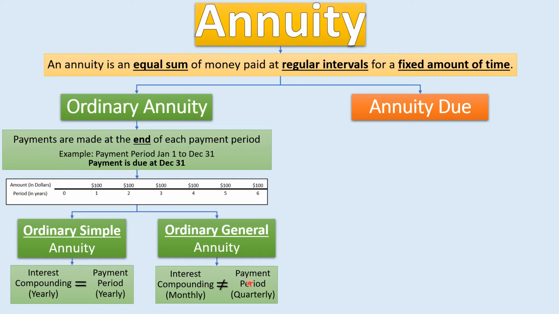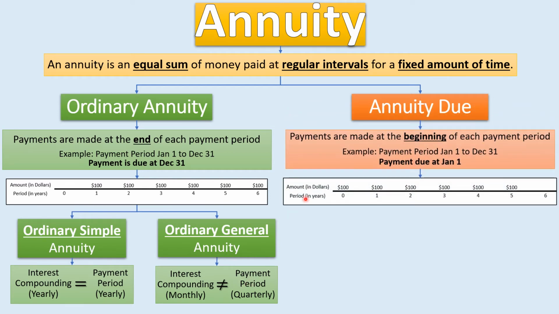Now, let's move on to what's an annuity due. An annuity due is payments that are made at the beginning of each payment period. So we have the same example where we're investing $100 for 6 years, and the only difference here is that though our payment period is from January 1st to December 31st of every year, we're making the investment right now. Let's say you sign up today to invest that $100 on January 1st or whatever the date might be, you're making that investment right now.